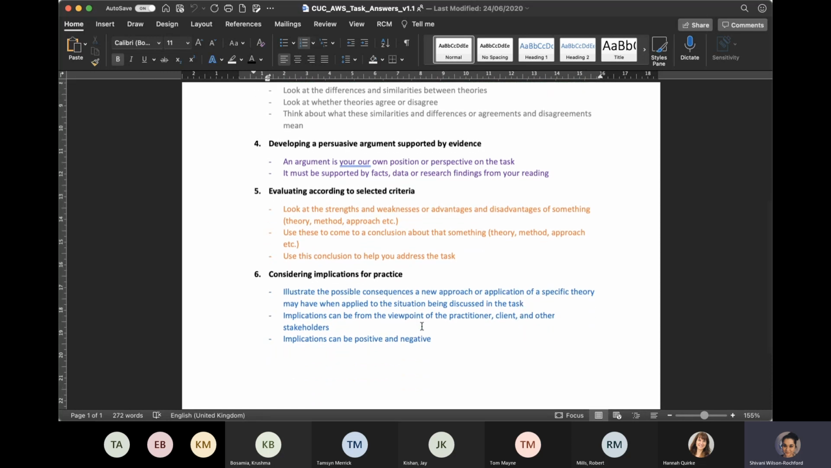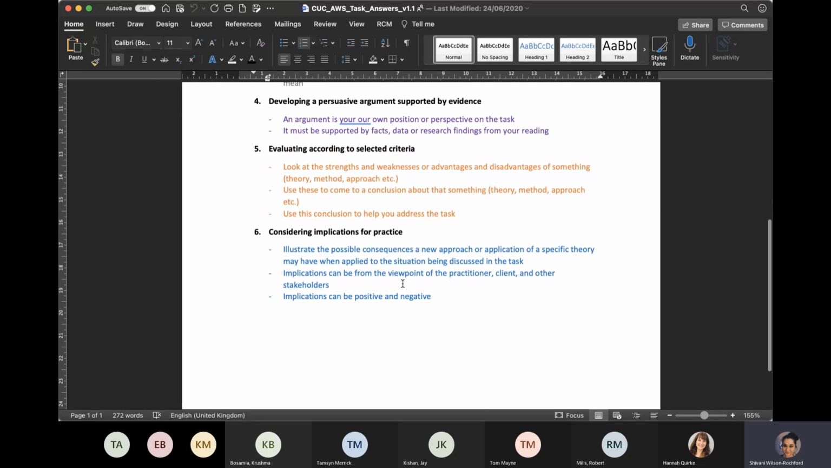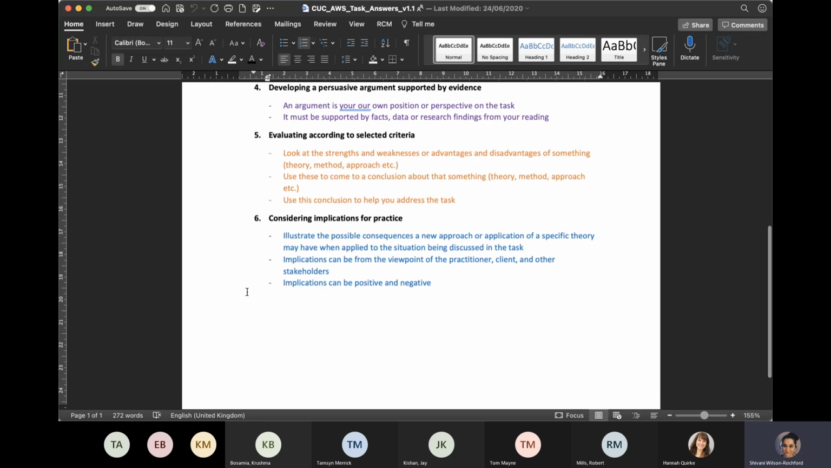Developing an argument: taking your own position or stance on a task, and of course being supported by research that you have undertaken. Looking at strengths and weaknesses: this idea of evaluating according to criteria that either you've come up with yourself or that you've used research to come up with, and using this to come to a particular conclusion about something, whether it's a theory or an approach.